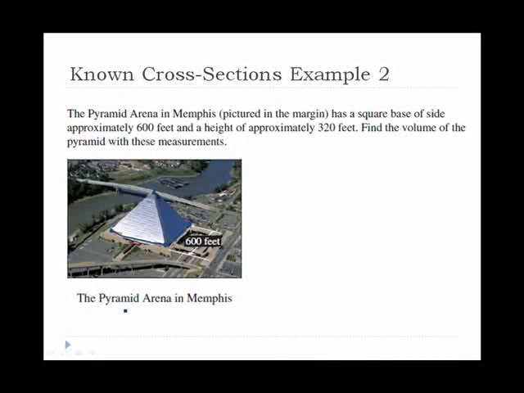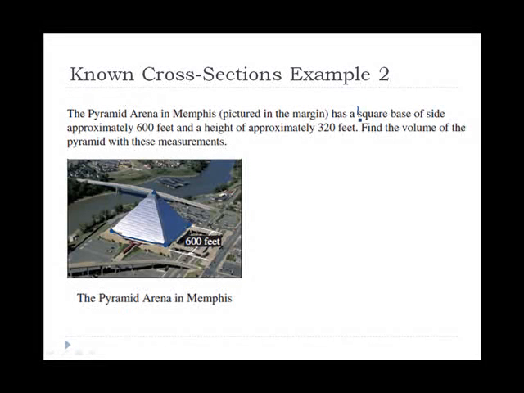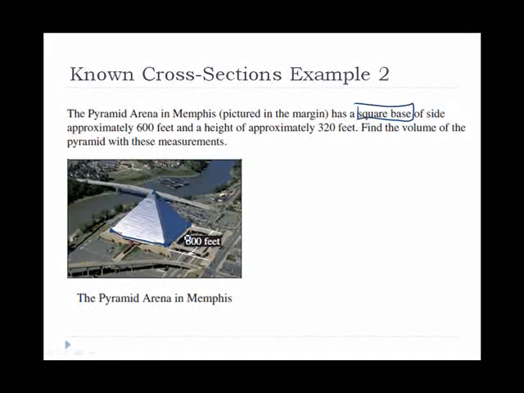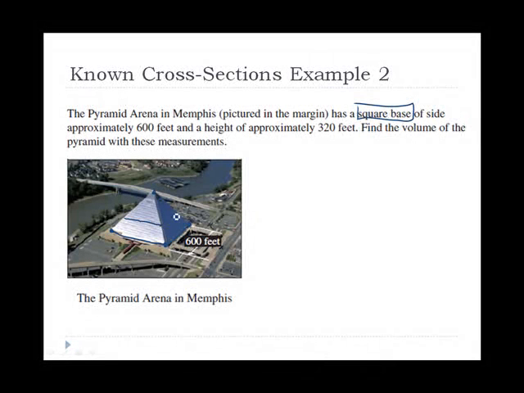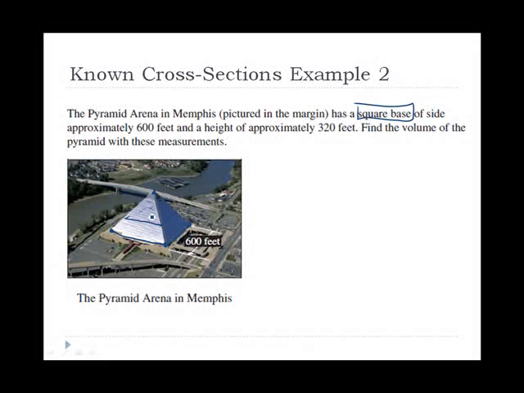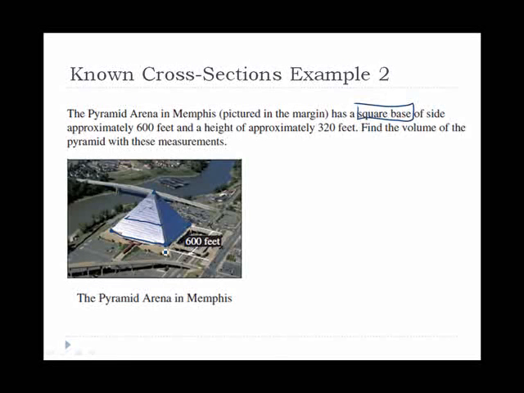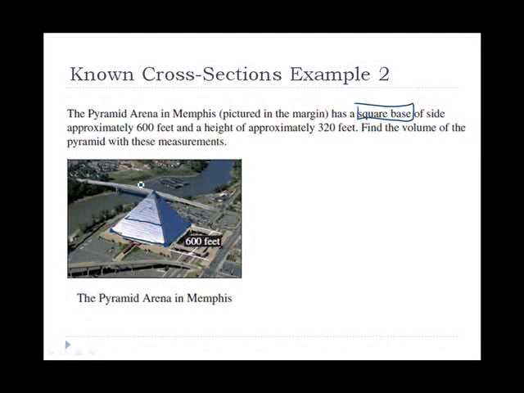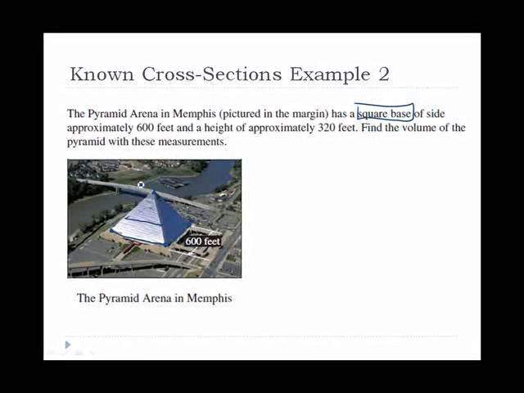But if you think about what your cross sections look like, it says that you have a square base, so you know your cross sections are squares. So we're cutting this pyramid like this, and these cross sections that we're going to end up having here are going to be squares. But they're changing. As we're closer to the bottom, we're at 600 feet, and as we go up to the top, we're going to come up to a side with a square of 0 feet.